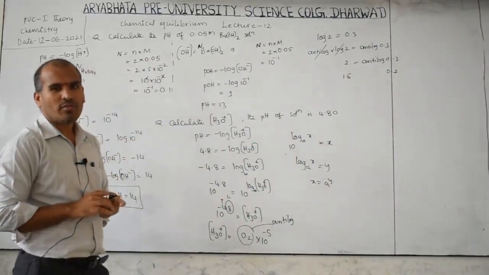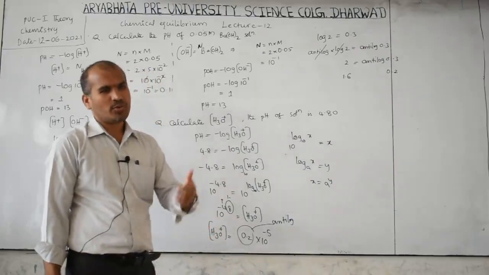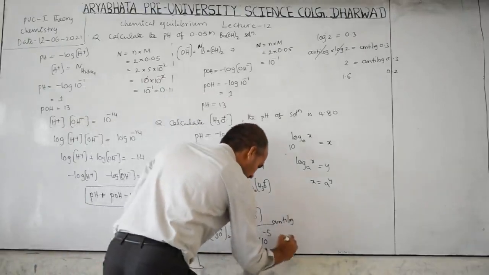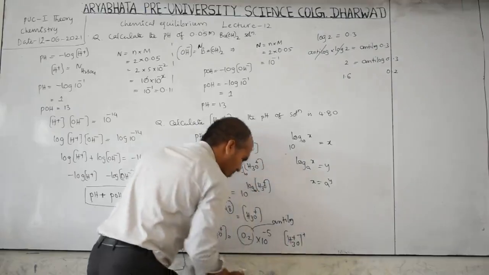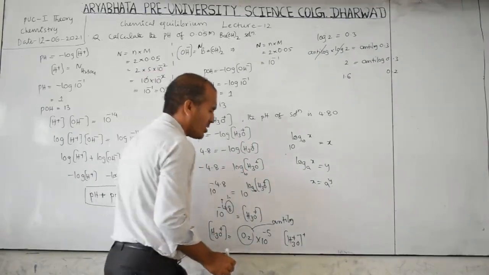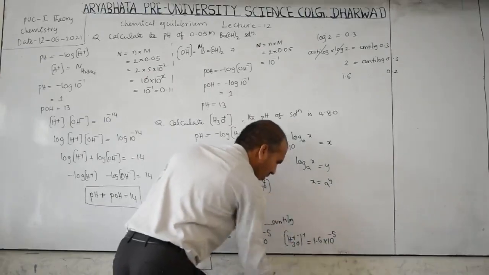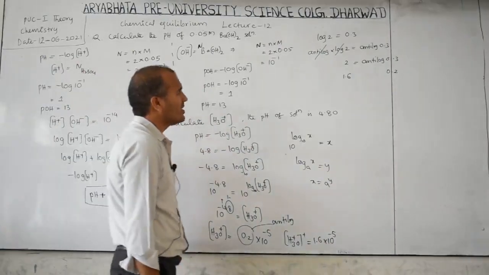But if you always depend on the logarithm and anti-logarithm table, it is a time-taking process. So the answer is H3O plus ion concentration, and its anti-log is 1.6 into 10 power minus 5. I hope many students may not understand this.